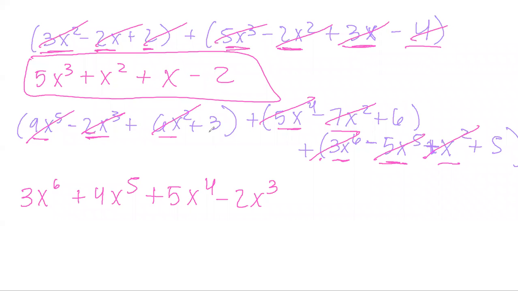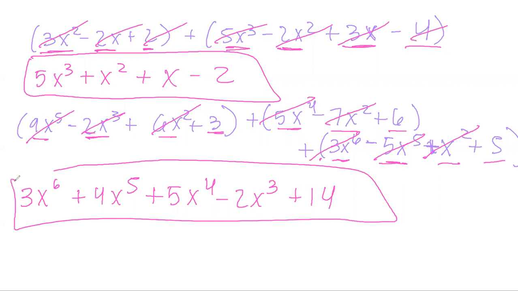Okay, lastly I have 3 plus 6 plus 5. So 3 plus 6 is 9. 9 plus 5 is 14. So I just have 14.